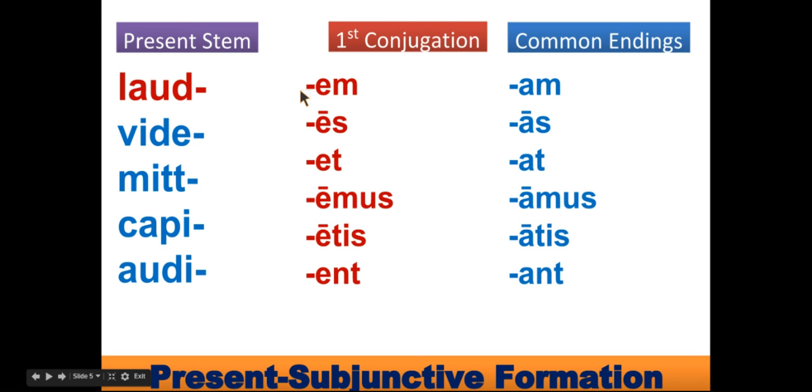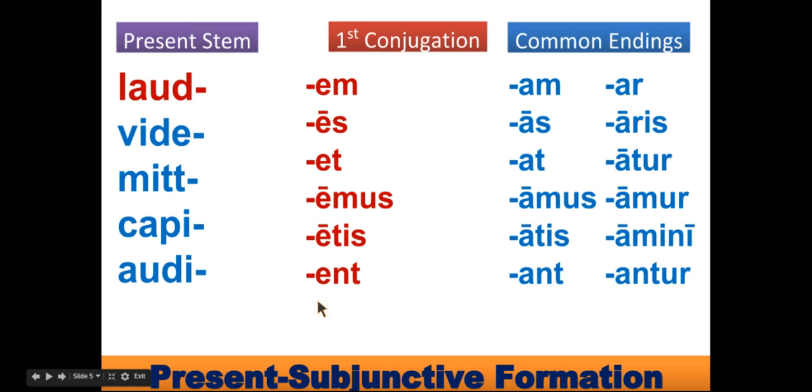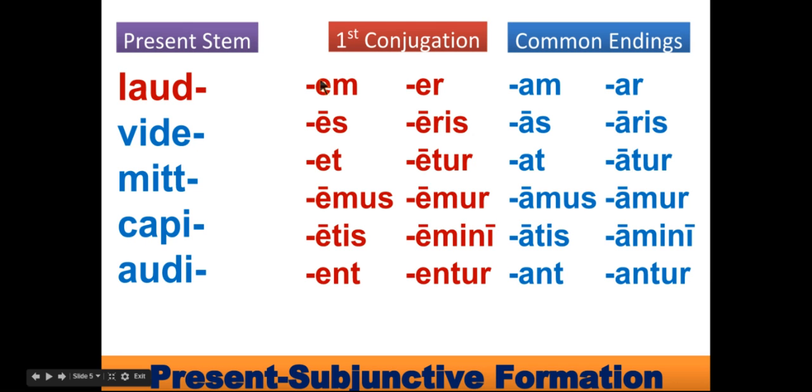The super perverse E: em, es, et, emus, etis, ent. For the common passives: ar, aris, atur, amur, amini, antur. And then for laudo, lauder, lauderis, super perverse E, laudetur, laudemur, laudemini, laudentur.